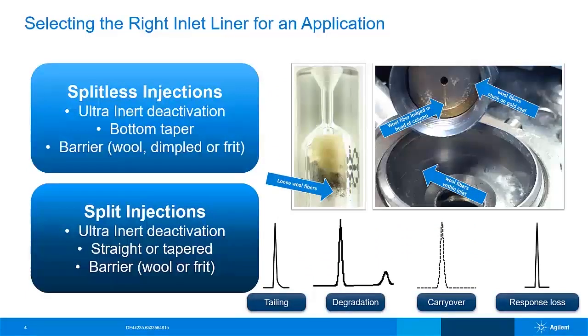So one downside of glass wool is that fibers can become dislodged and get into the head of the column, or the glass wool can break and expose new active sites, which can cause a number of issues, including response loss and compound degradation. A way to step around the wool issues is with using a fritted liner. So you may have some questions about how the fritted liners stack up against wool liners, and we'll discuss that on the next few slides.